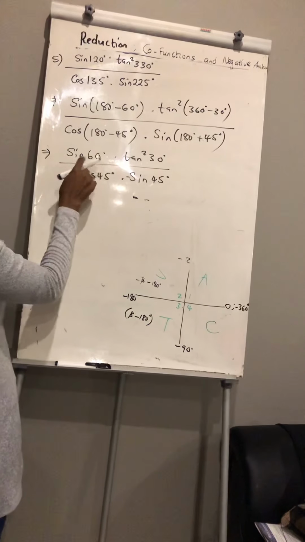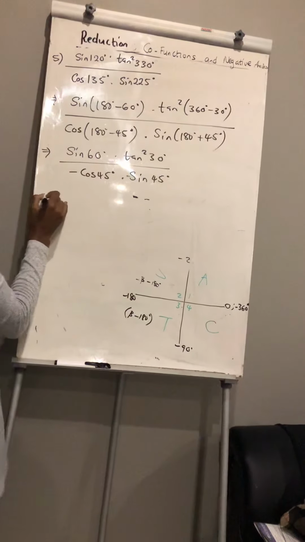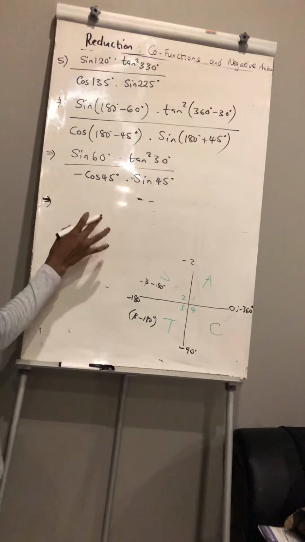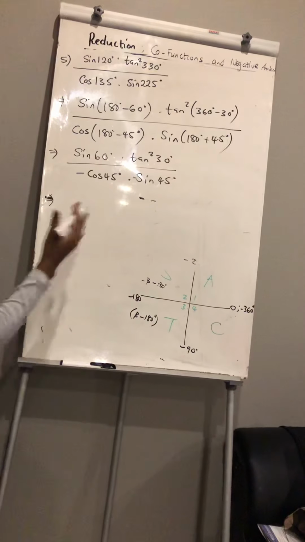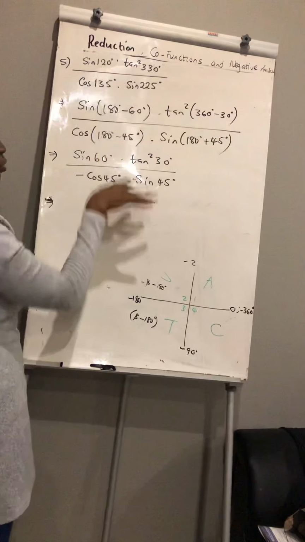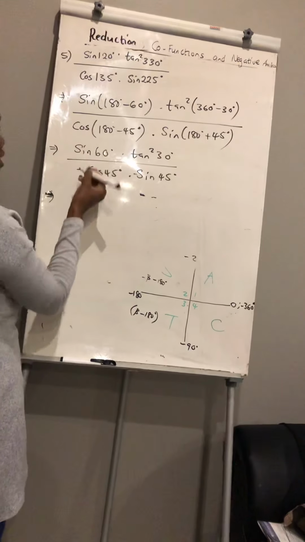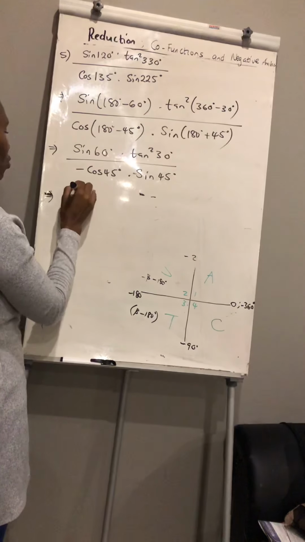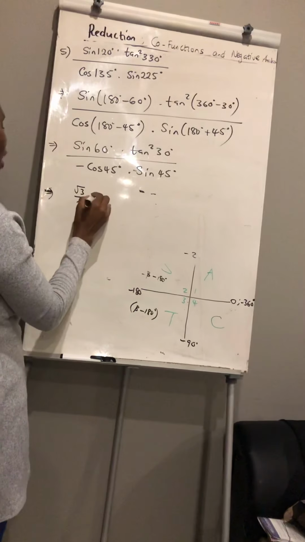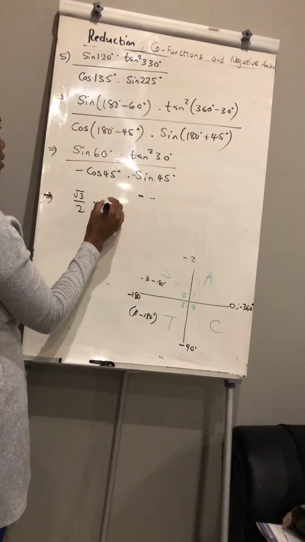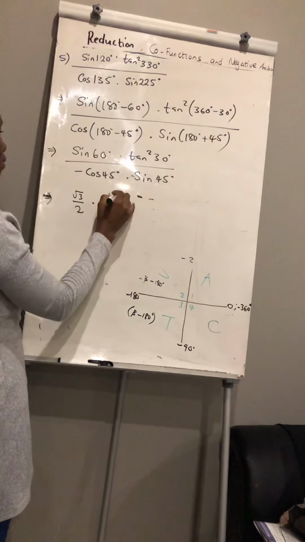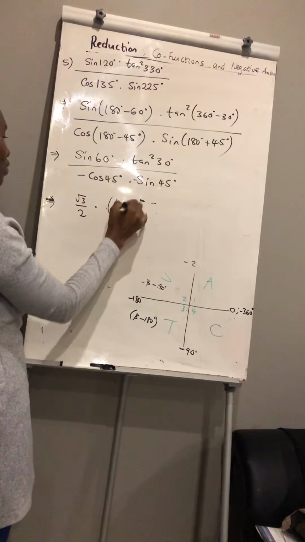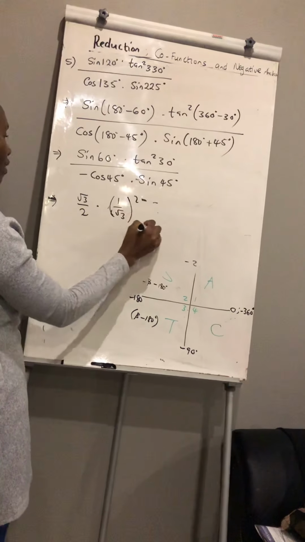Now these are special angles. Your calculator can give you these answers easily, but you'll be solving something without using a calculator, so we see what's what here. Sine 60 should be root 3 over 2, and tan 30, it's the one I said you must remember. So it's 1 over root 3. Forget it's squared over there.